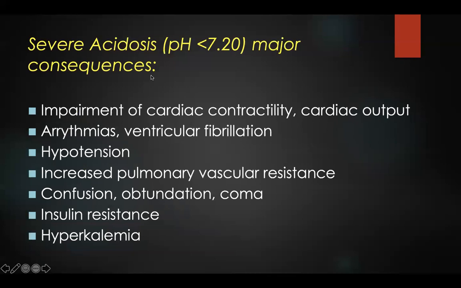What are the major consequences of severe acidosis if you have a pH of less than 7.20? It can cause impairment of cardiac contractility, and therefore will impair the cardiac output, or the amount of blood that is pumped per minute. It can also cause arrhythmias and can lead to a fatal type of arrhythmia called ventricular fibrillation. It can lead to hypotension or low levels of blood pressure. It can cause increased pulmonary vascular resistance, confusion, obtundation, and coma. It can also result in insulin resistance and hyperkalemia, or high levels of serum potassium.